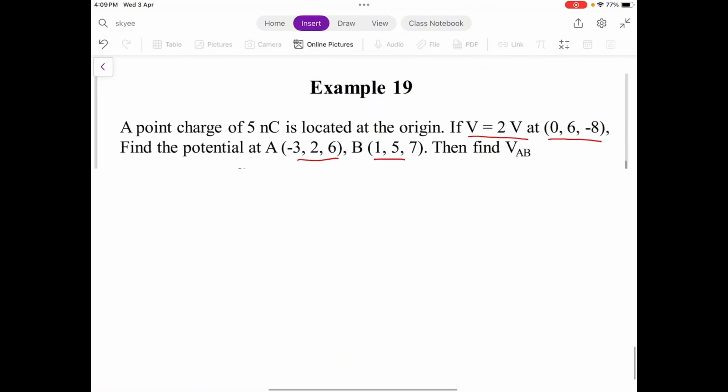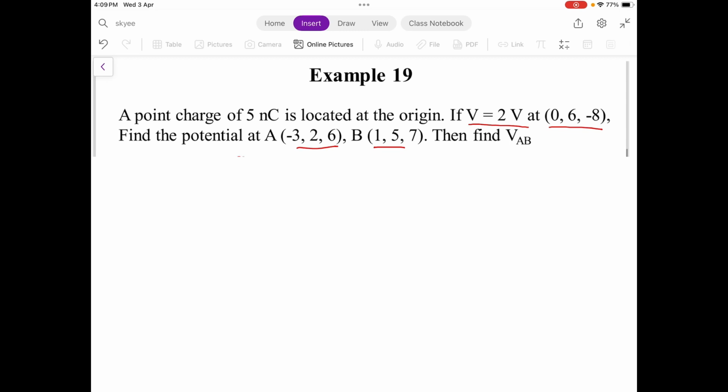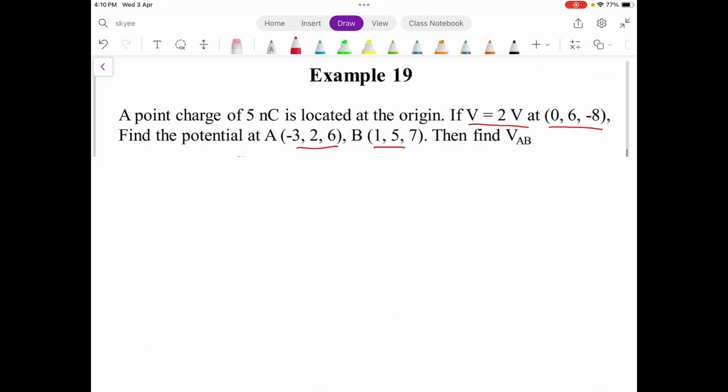Alright, we look at the next question. So now you have a point charge, 5 nanocoulomb, located at the origin. If the voltage is equal to 2 at this position 0, 6, negative 8, find the potential at A and B, then find VAB. The first information is we know that the potential is equal to 2 at this coordinate.